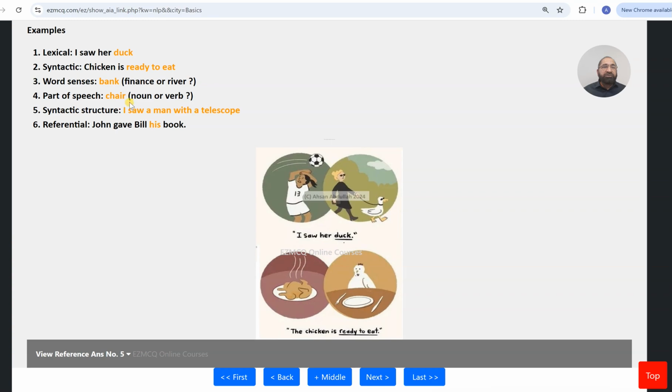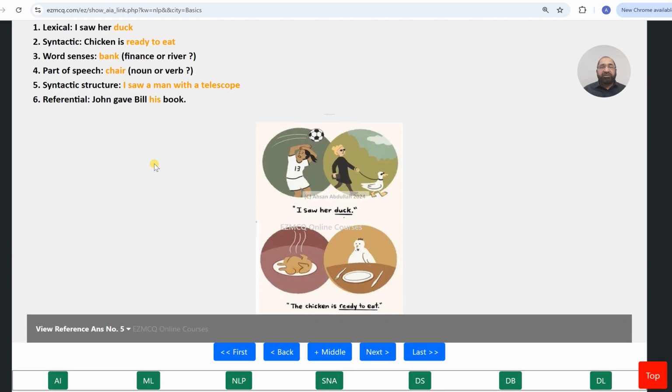Then part of speech: chair, noun or verb. So this is a chair, a person who is chairing an event, or a chair as an item on which a person sits. Syntactic structure: I saw a man with a telescope, which I've already mentioned. So the man was carrying a telescope, or the man was seen through a telescope. And John gave Bill his book. So this is very confusing. So John gave the book, or Bill gave the book, right? So the referential issue is here.